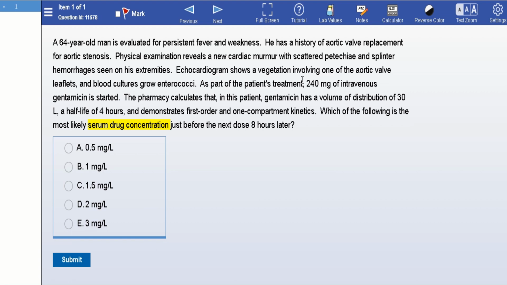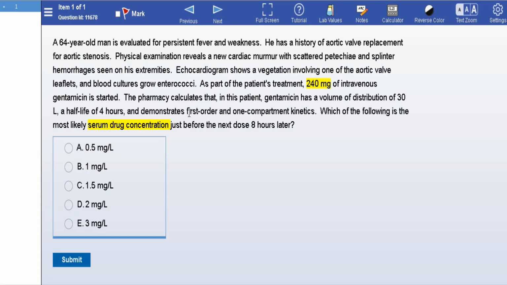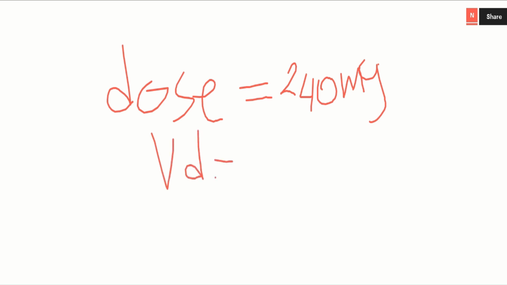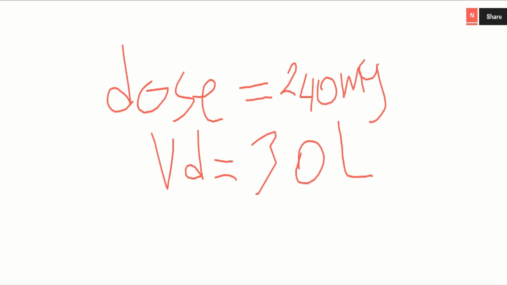As part of this patient's treatment, 240 milligrams of intravenous gentamicin is started, and so this is the dose, 240 milligrams. I go to a whiteboard and write: dose given IV is 240 milligrams. The pharmacy calculates that in this patient, gentamicin has a volume of distribution of 30 liters, and a half-life of 4 hours. So this is what's given to me right now: the t-half is 4 hours.